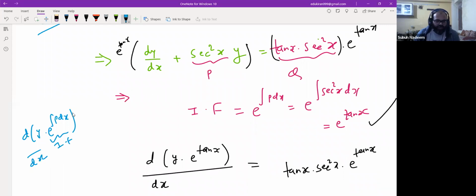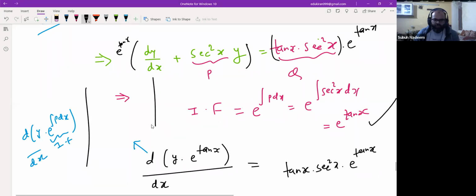And it is quite natural, because if you do the derivative of this, just see here, you'll write y into derivative of e to the power tan x, that is e to the power tan x, and further derivative of tan x is sec square x. Plus now e to the power tan x will remain as it is, and derivative of y will be dy by dx. So this is what you will get.